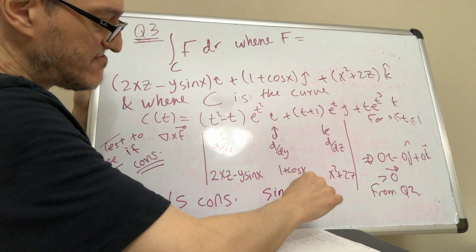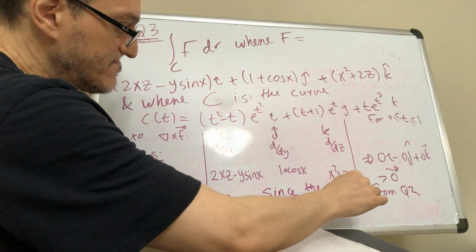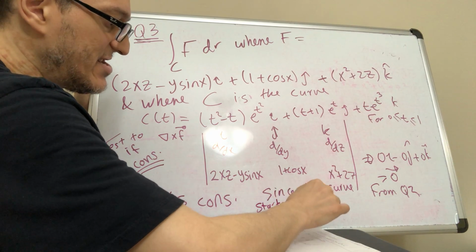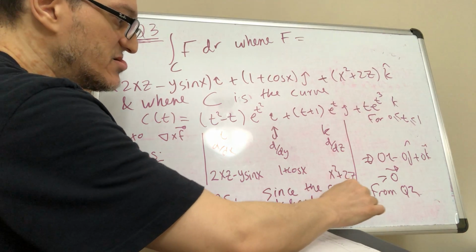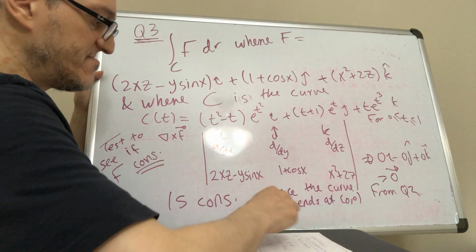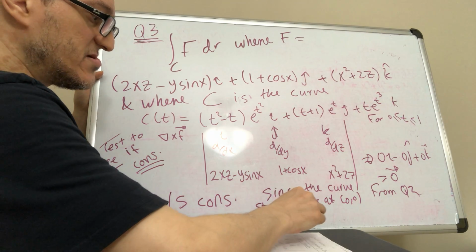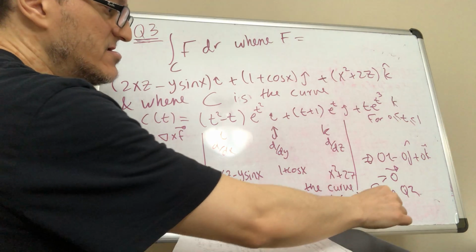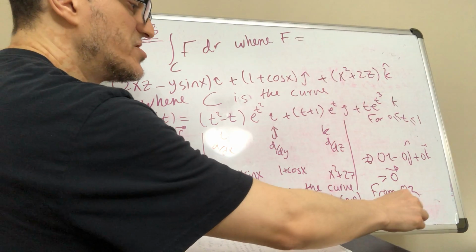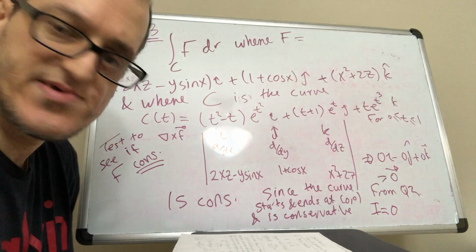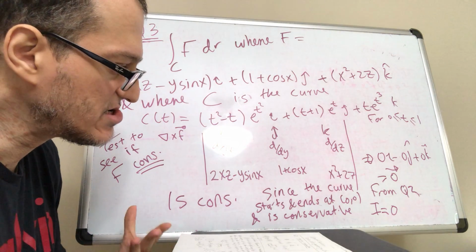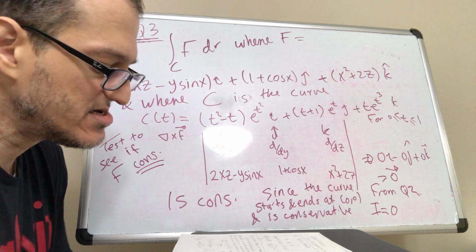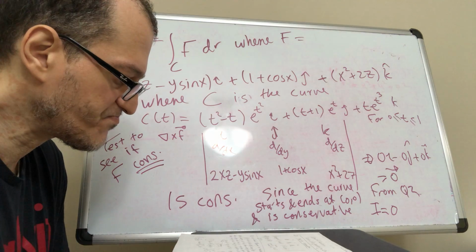Since the curve starts and ends at 0, 0, and is conservative, the integral would equal 0. So you don't need to do anything special. Since it's conservative and it starts and finishes at 0, then the integral would be 0. Okay.